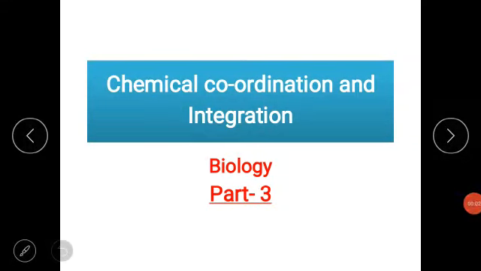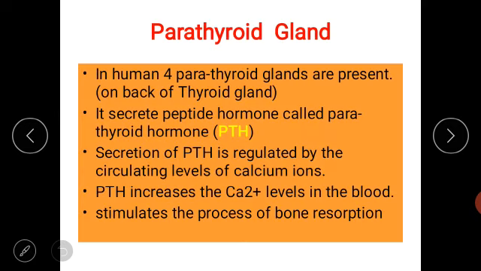Good morning, students. Today we'll start chemical coordination and integration, biology part 3. So we'll start with the third part of the chemical coordination and integration.